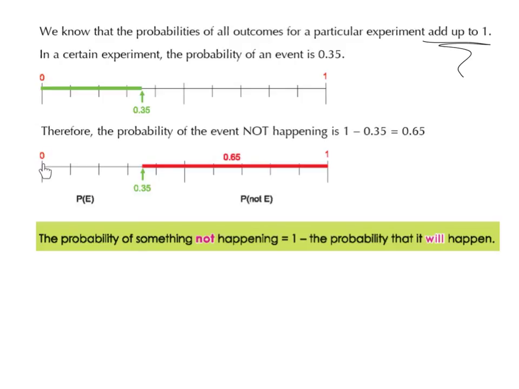So again, this is 0 on our probability scale. This is 1. So all of this here, highlighted in red, represents 0.65. So the probability of the event happening, the probability of E, is 0.35, and the probability of the event not happening, the probability of not E, is 0.65. The probability of something not happening is always going to be 1 minus the probability that it will happen. So probabilities must always add up to 1, just like relative frequencies must always add up to 1.